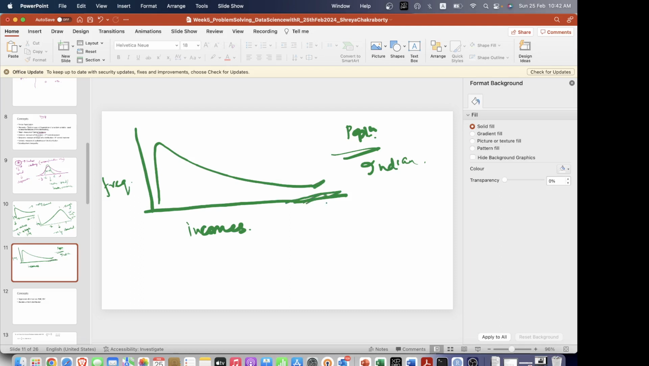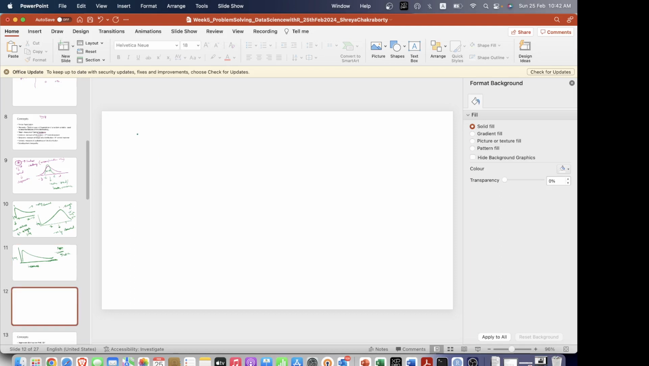All right. So can you give me an example of a negatively skewed graph, something like a negatively skewed graph, any example?